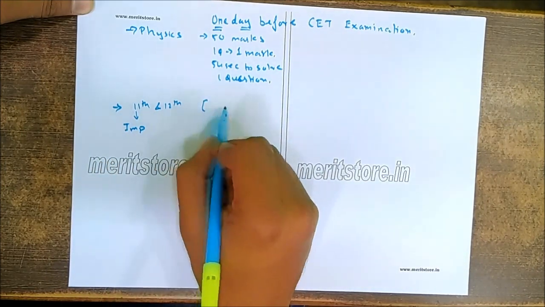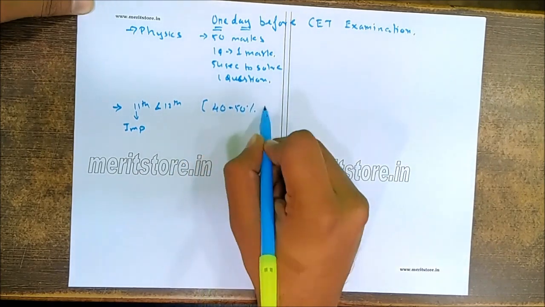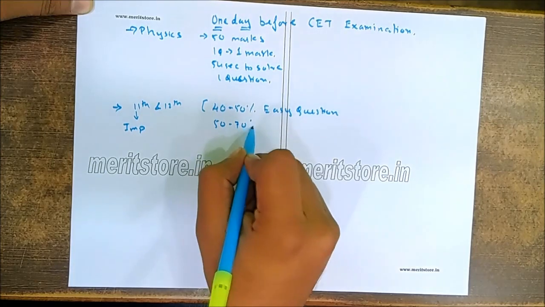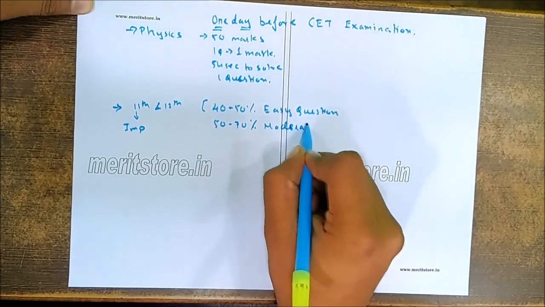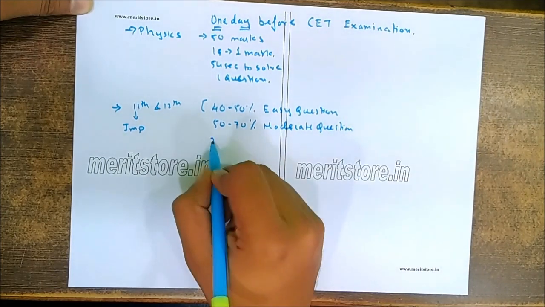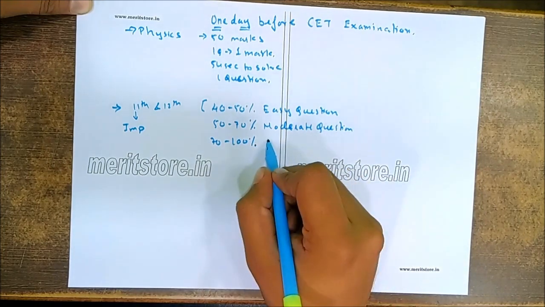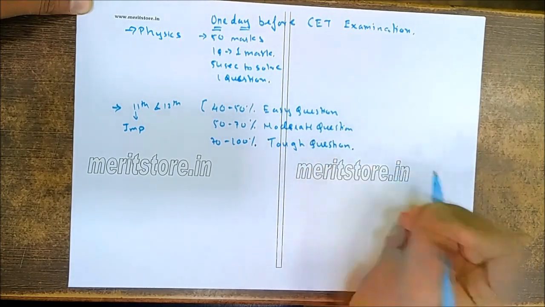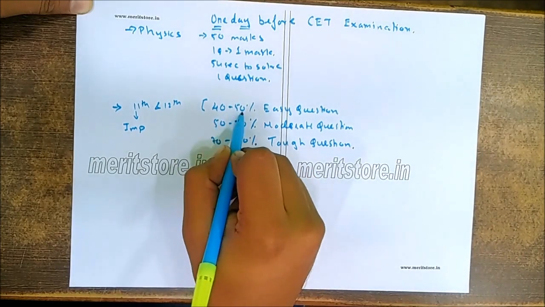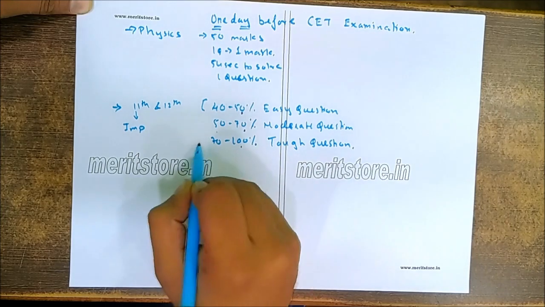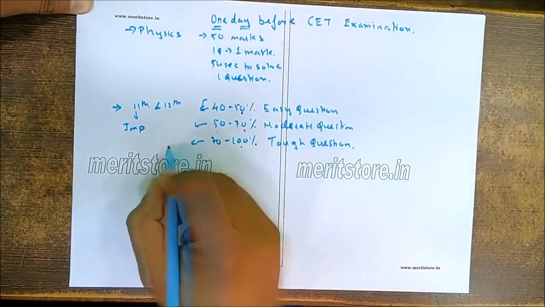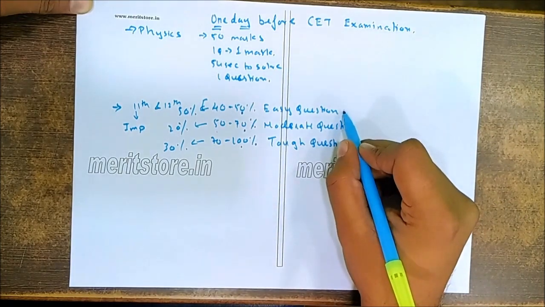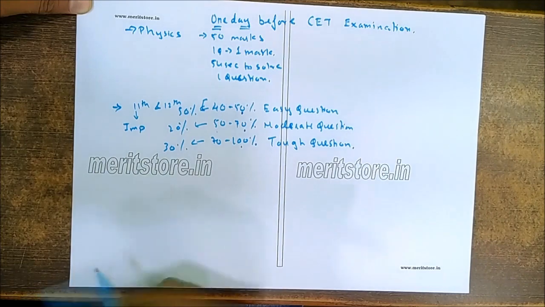The question paper may contain up to 50% easy questions, up to 70% moderate questions, and up to 100% tough questions. I mean this means up to 50%, up to 70%, and up to 100%. So that doesn't mean 70 to 100; it means 30% is easy, 20% is moderate, and 50% is tough. So the paper will most probably be easier and fast as needed.